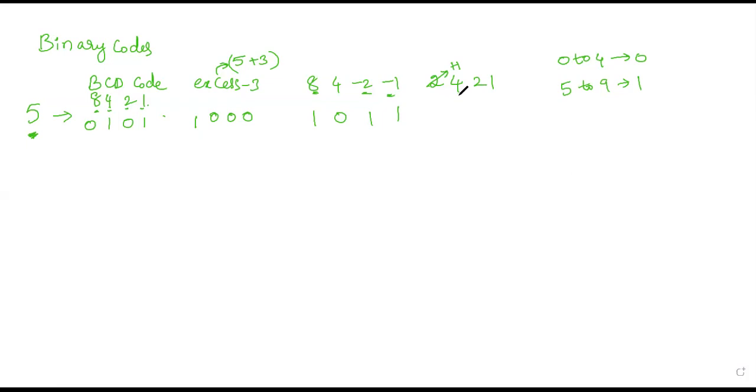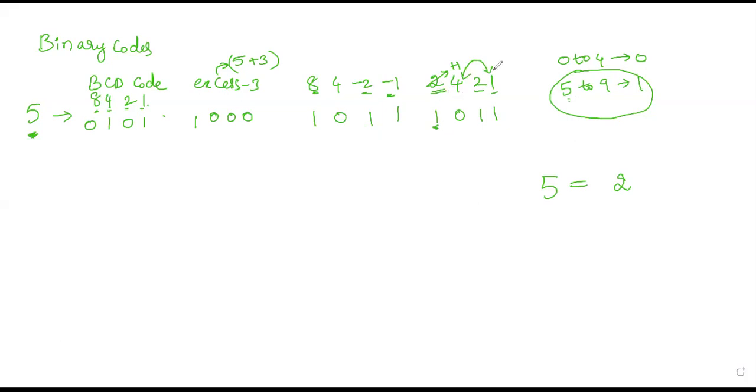So for 5 to 9 the first bit is 1, and you write 1, 0, 1, 1. For the second half of the decimal digits, this first bit should be 1. Now in the 2, 4, 2, 1 code, by adding which weights is it equal to 5? By adding 2 and 1 with the leading weight. You can't go with 4 plus 1, because for the second half of the digits, the first bit should be 1.